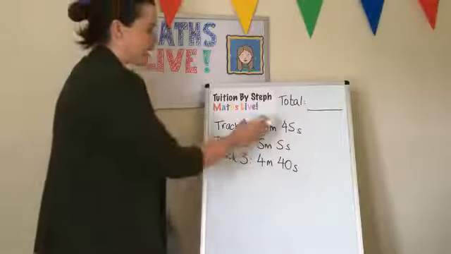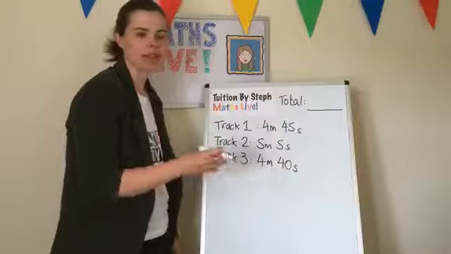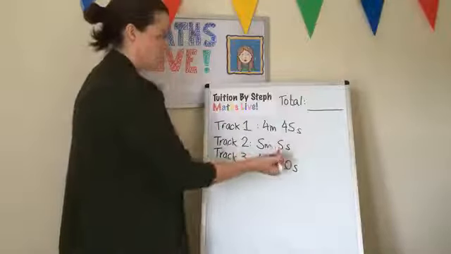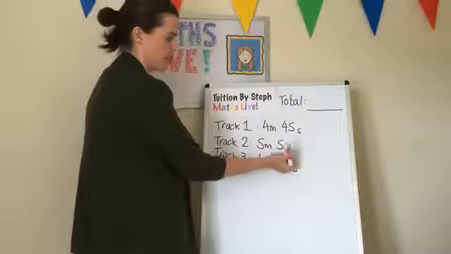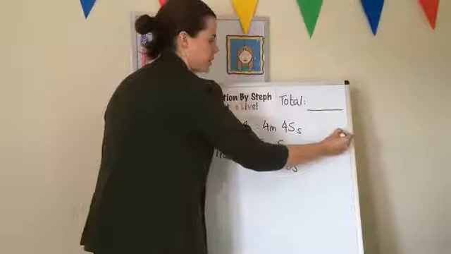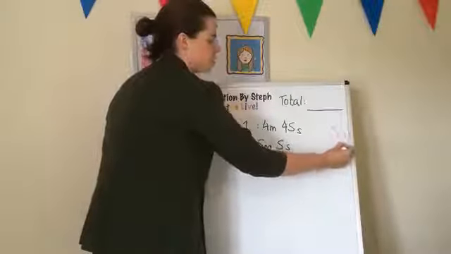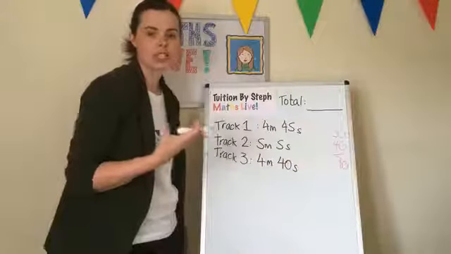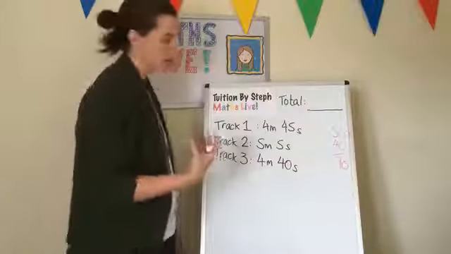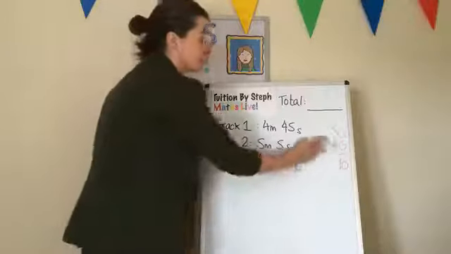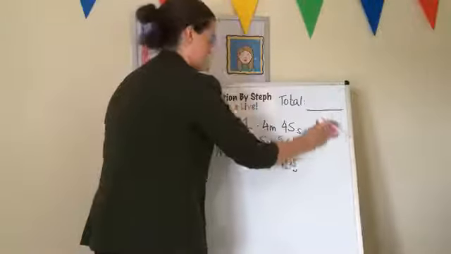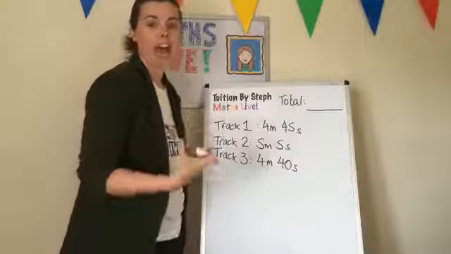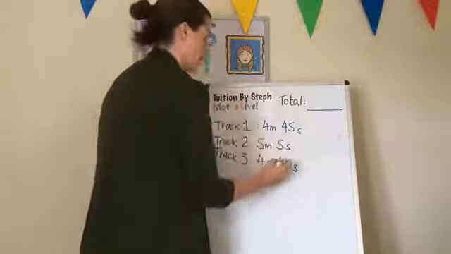Okay, I'm going to add the seconds first, because if I get more than 60 seconds, I know I need to change it to minutes. So I'm going to do 45 plus 5, which is 50. And then 50 plus 40 is 90. Now then, obviously there's 60 seconds in 1 minute. So 90 seconds actually means 1 minute and 30 seconds. So I need to change that.